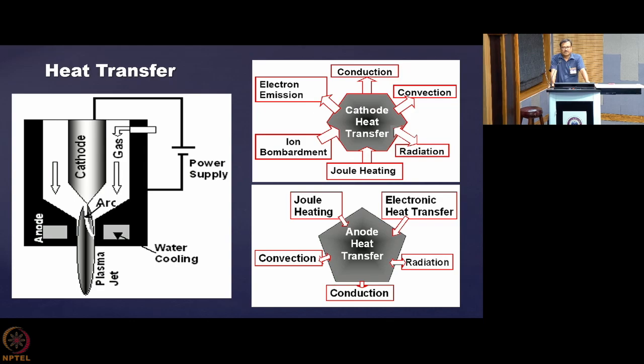Now Joule heating is of course there, same as before. Conduction is there, then radiation, because if it is hot it will radiate. So these are the differences you are seeing between top and bottom. In one you are getting ion bombardment, in the other you are getting electronic heat transfer but not ion bombardment. And electron emission is not a property of the anode, so this term is not there. So these are the different aspects of cathode heat transfer and anode heat transfer, and we should keep them in mind.